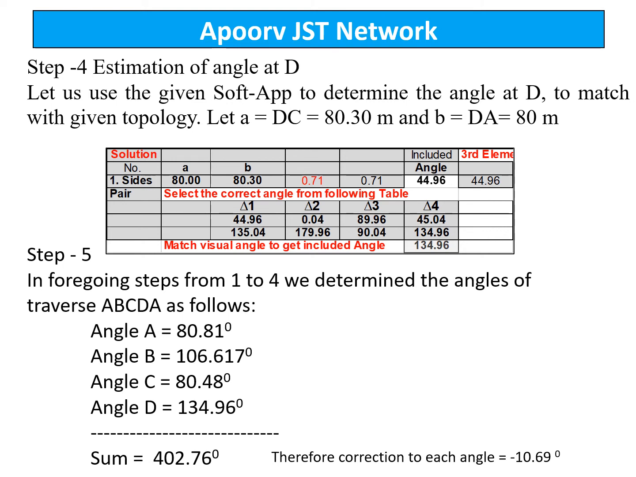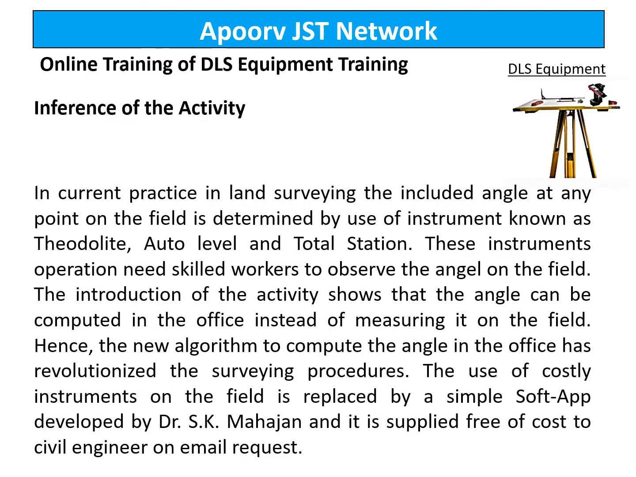Therefore, correction to each angle is equal to 42.764 divided by 4, equal to minus 10.69 degrees. So corrected angles A, B, C and D are equal to 70.12, 95.82, 69.79, 124.27 degrees respectively.